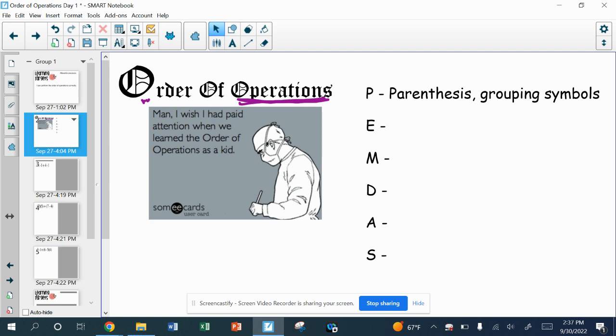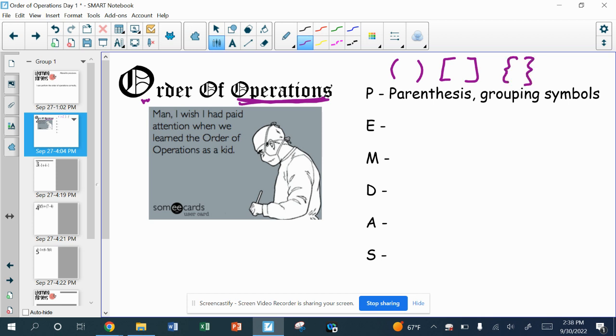So in this word PEMDAS that you can see right here, maybe some of you know this as please excuse my dear Aunt Sally. That's the way that we remember this. The P in that stands for parentheses or grouping symbols. Those grouping symbols could look just like regular parentheses. Sometimes we see them as squared off set brackets. Sometimes we even see them as squiggly set brackets. Sometimes actually a fraction bar can even be one of our grouping symbols.